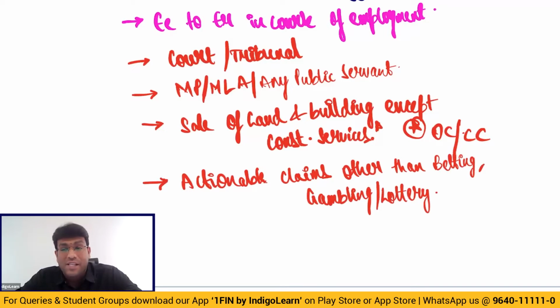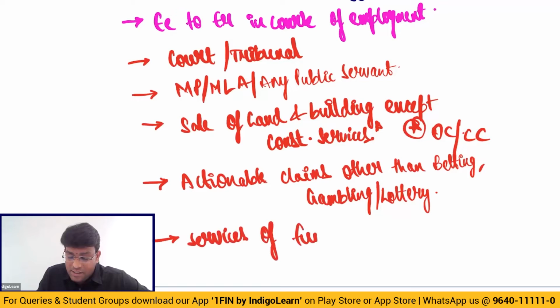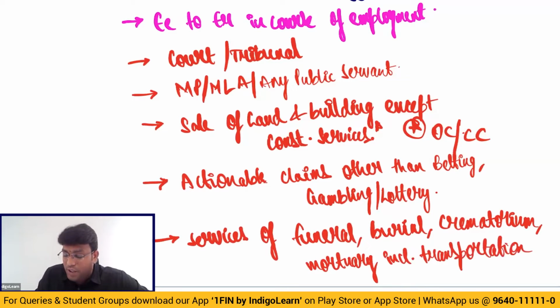So what is the first point? Services by employee to employer in the course of employment. Next, court or tribunal, MPs, MLAs or any public servant, sale of land and building except construction services. Next point, actionable claims other than betting, gambling, lottery. Finally, last point, my dear friends, that is services of funeral, burial, crematorium, mortuary, including transportation of deceased.